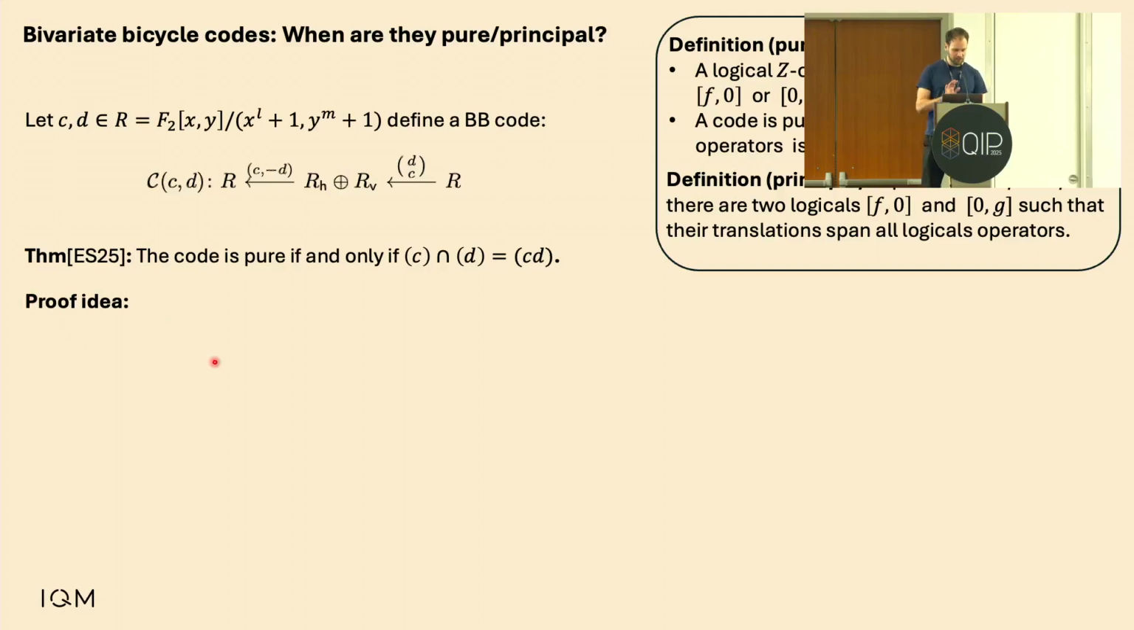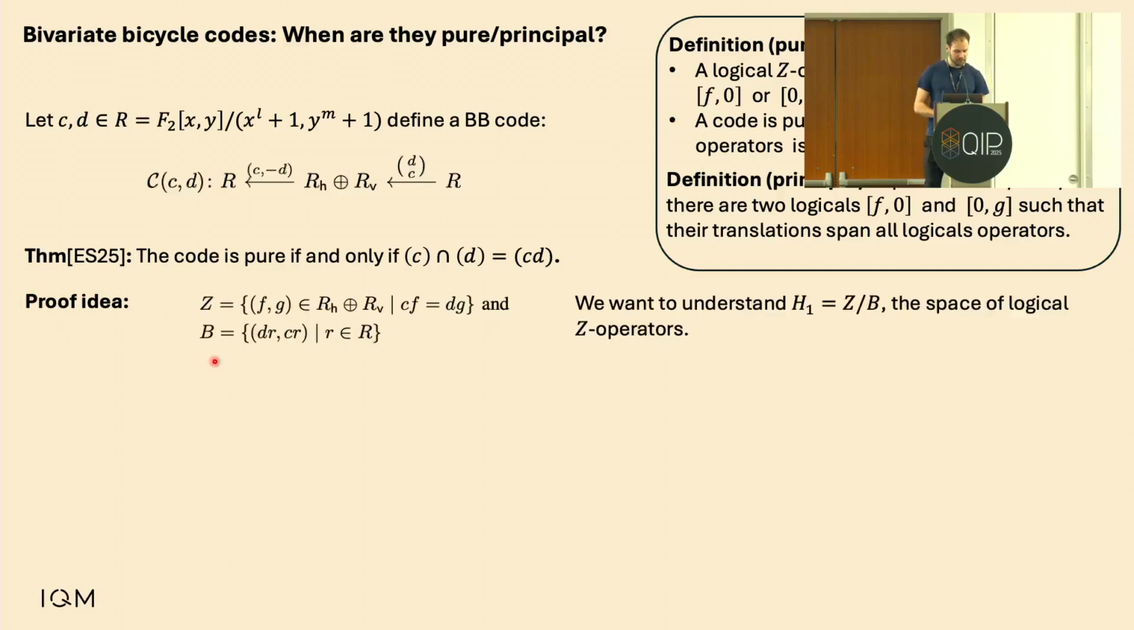Okay, so this will be very algebraic. Basically we are interested in logical Z operators. So we're interested in Pauli Z operators that commute with all X stabilizers, but we want to mod out the Z stabilizers themselves, right? Algebraically, this means we are interested in tuples of polynomials f and g, such that Cf equals Dg, so it commutes with all X checks. And we want to take this modulo B, where B is just the space of all Z-type stabilizers.